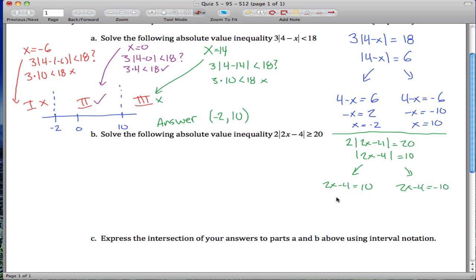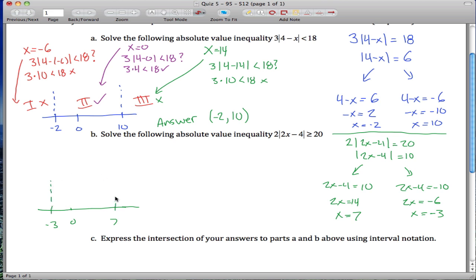Add 4 to both sides and you get 2x equals 14. So x equals 7. Add 4 to both sides and you get 2x equals negative 6. So x equals negative 3. Now we set up our number line over here. And we have as our boundaries negative 3 and 7.